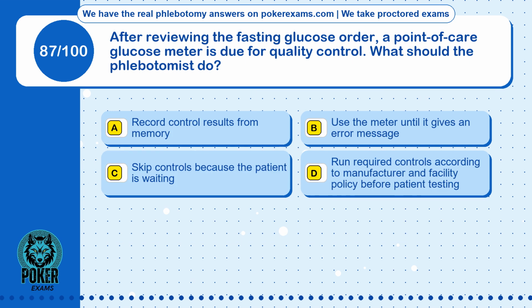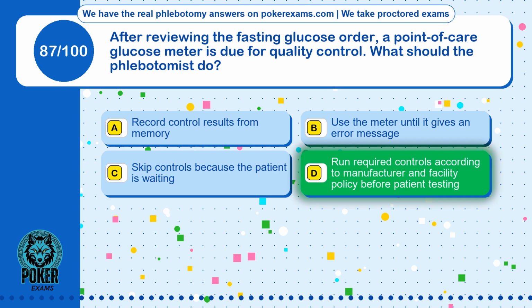Question 87. After reviewing the fasting glucose order, a point-of-care glucose meter is due for quality control. What should the phlebotomist do? Option A. Record control results from memory. Option B. Use the meter until it gives an error message. Option C. Skip controls because the patient is waiting. Option D. Run required controls according to manufacturer and facility policy before patient testing.